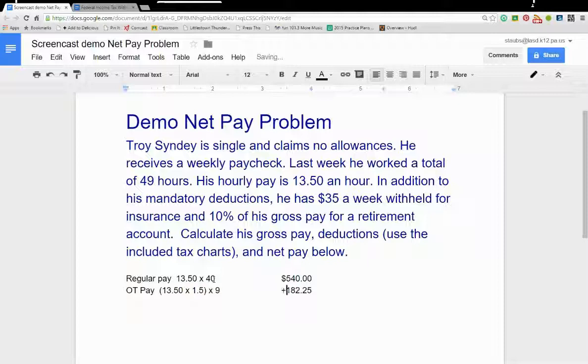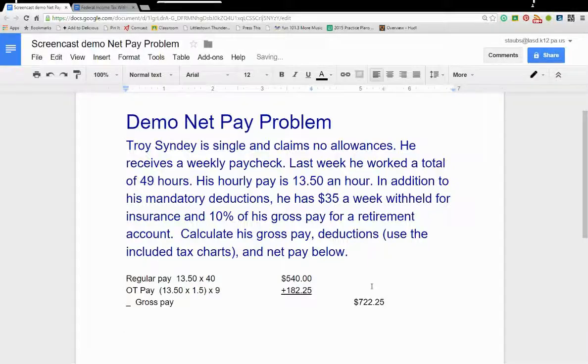And we're going to have to add that in. And I'm going to do an underline here to signify a total. And that's going to give us a gross pay of $722.25. And I'm going to tab that over for safekeeping. That's only half of the problem, though. We now have some deductions that we need to take out.